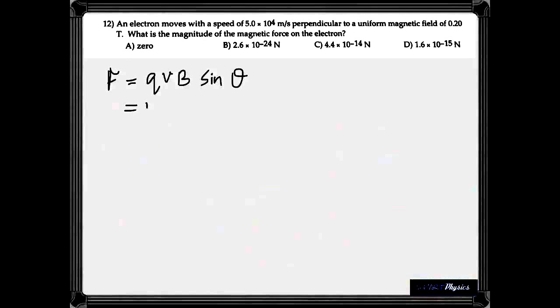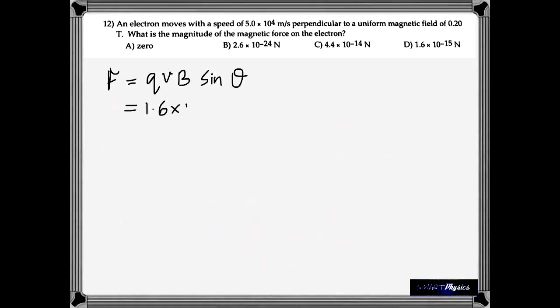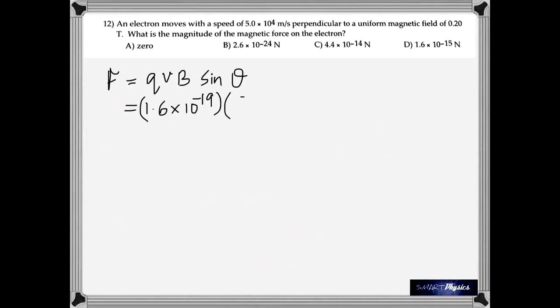Here an electron is moving with a speed perpendicular to a magnetic field. What's the magnitude of the magnetic force? F is equal to QvB sine theta. Theta is 90 degrees. The force is maximum. Put the charge of the electron, multiply with the velocity. The magnitude of the magnetic force can be easily found out.